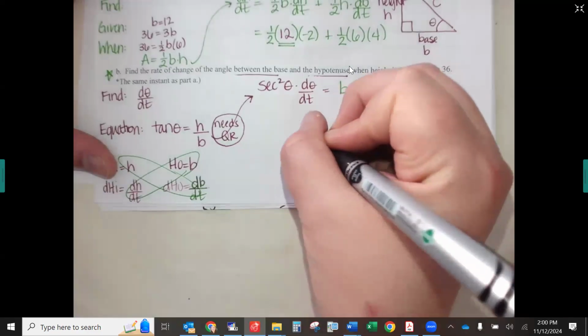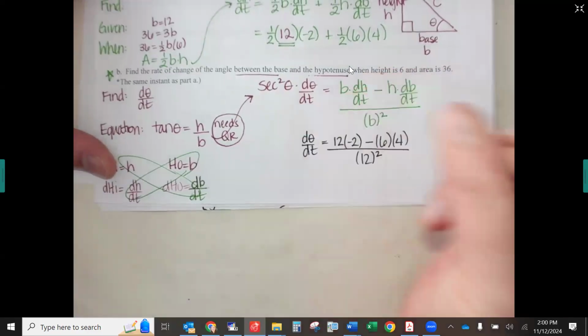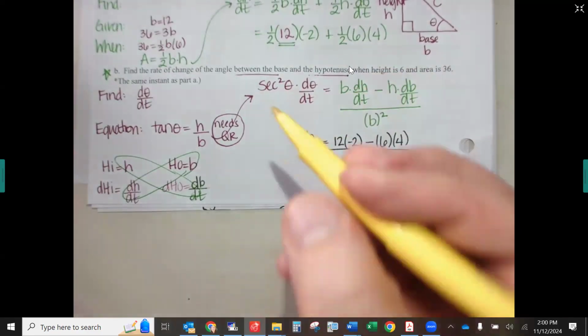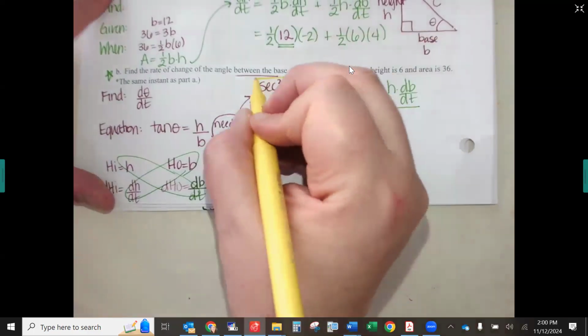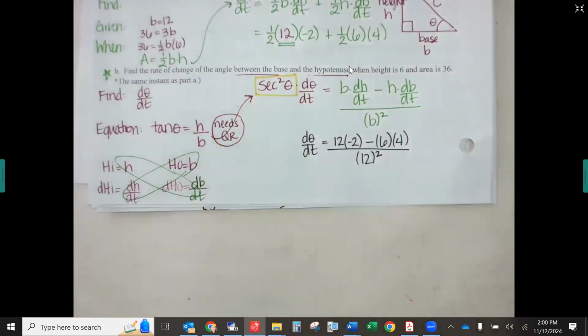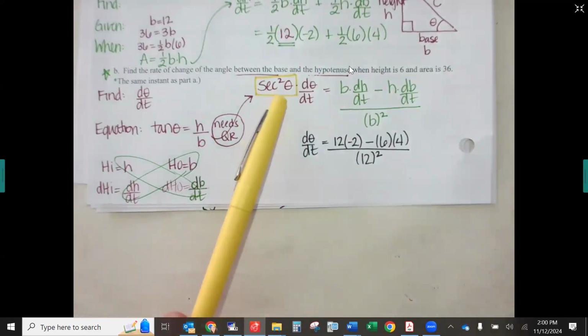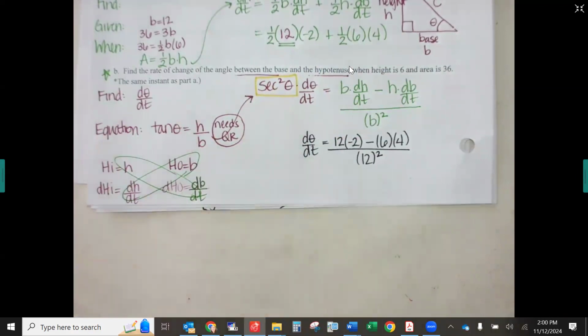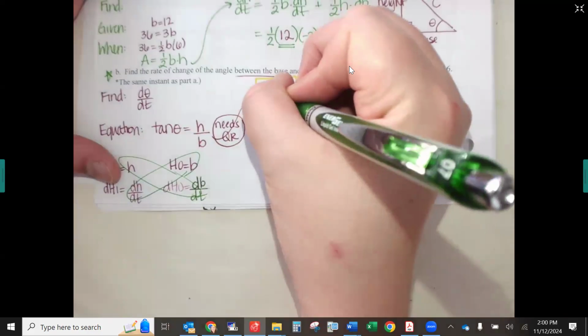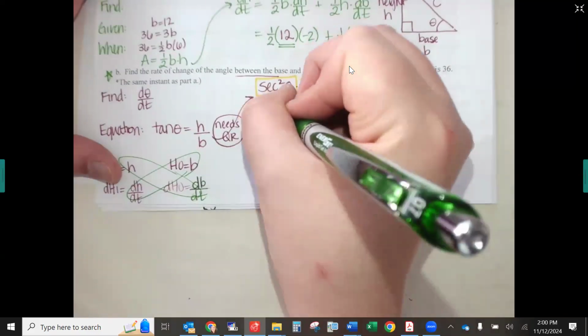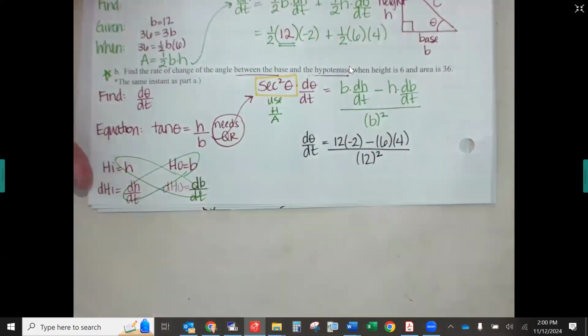d theta dt over here. Now let's talk about what we do with this secant. Okay, secant is which one flipped? Sine, cosine, or tangent? Who's secant's buddy? Cosine. Cosine is A over H. What will secant be? H over A. Go back to your triangle. Okay, so I'm going to put here, use H over A for secant.